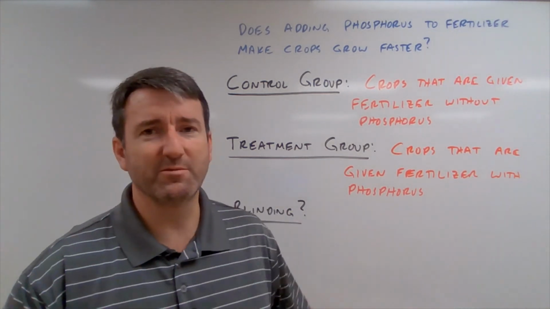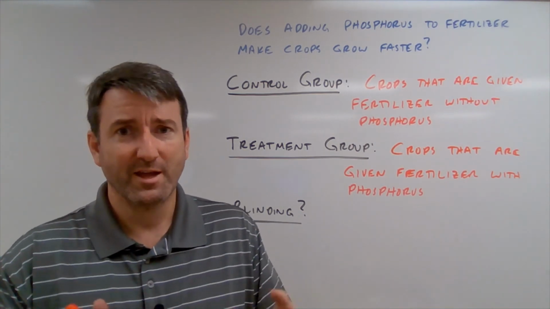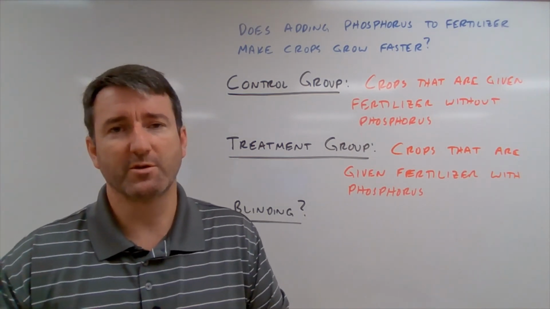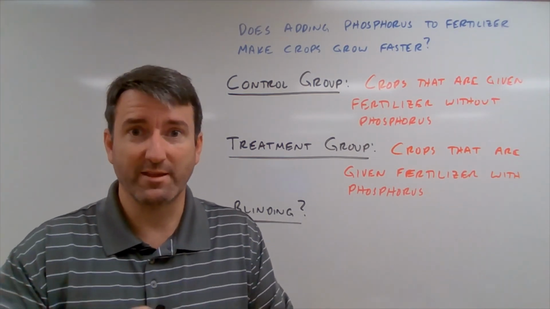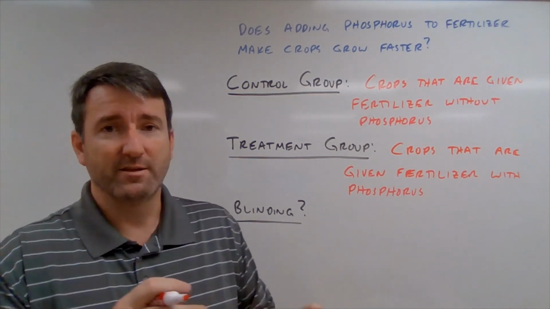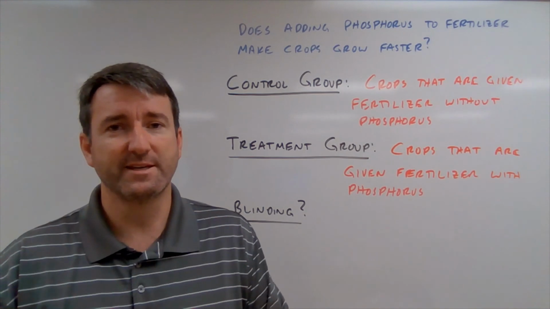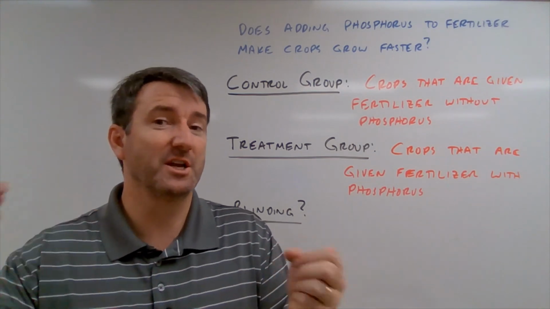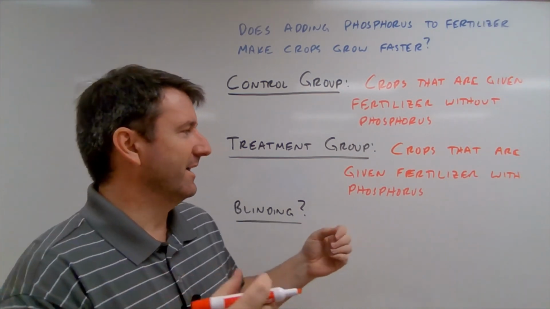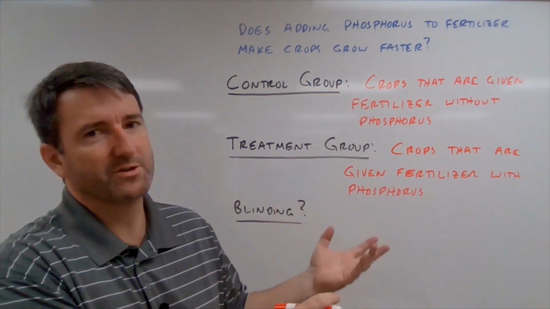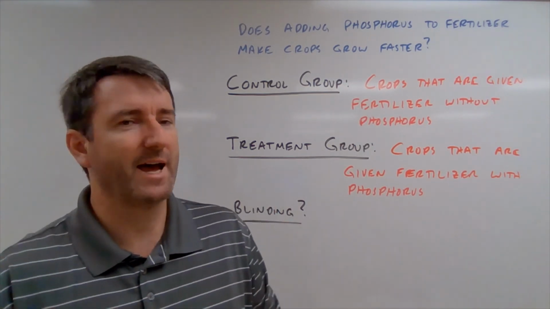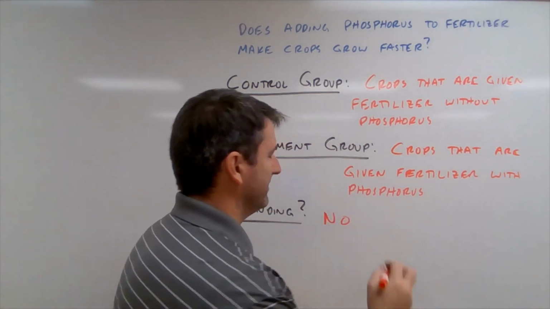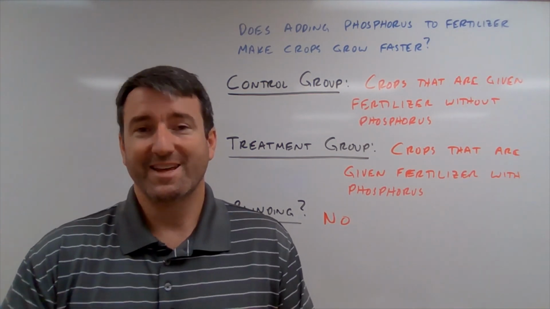And I don't think there's any reason for the researchers to not know either. They're going to be able to measure the growth of the crops in an objective way. We're just measuring these plants, and there's not any judgment call that's going to be influenced by them knowing which crops had the phosphorus fertilizer and which had the non-phosphorus fertilizer. So for blinding, we're just going to put no here. This experiment is not one that needs to be blinded.